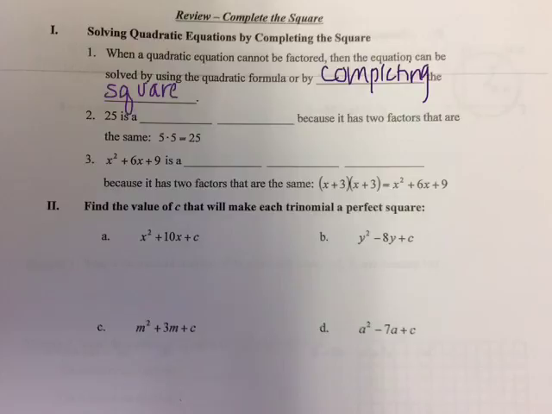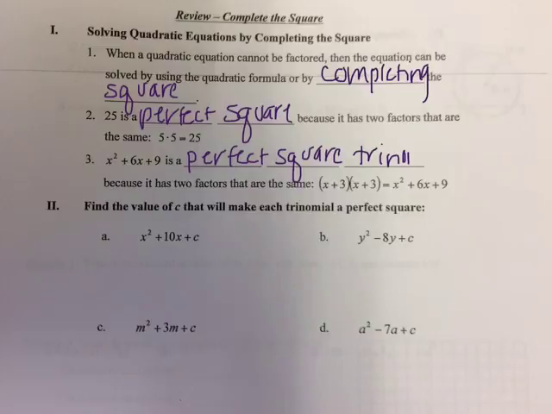Okay, 25 is a perfect square because it has two factors that are the same, 5 times 5. x squared plus 6x is a perfect square trinomial because it has two factors that are the same, x plus 3 times x plus 3. When you FOIL that out, you get x squared plus 6x plus 9.